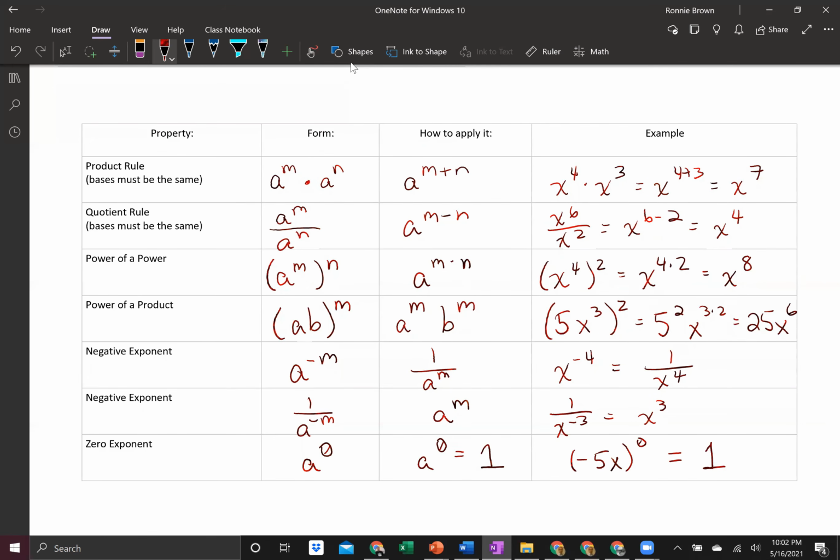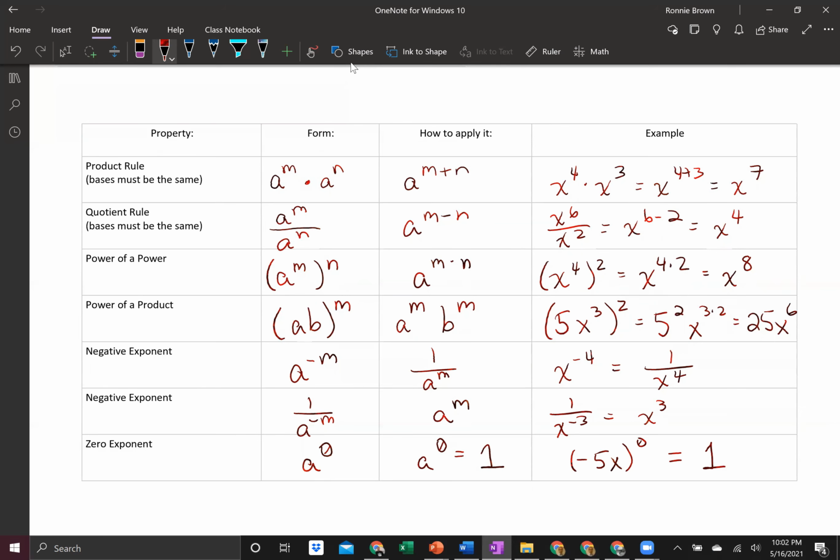We could have z to the 0 power, it's 1. We could have 1 trillion to the 0 power, it's 1. All of those make 1. There's one exception, which is 0 to the 0 power, which is known as undefined.